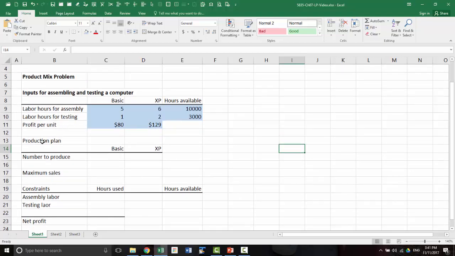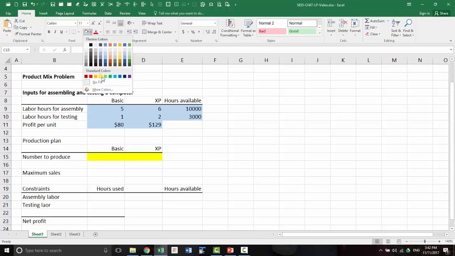Now the decision variables. Remember x sub 1 stands for basic and x sub 2 stands for number of units of XP that we're going to produce. So here we have to specify cells for those decision variables. So this cell will represent how many units of basic we will produce, and this cell will represent how many units of XP we're going to produce. So these two cells will now represent the decision variables. And once again, let's use a different color to represent decision variables. Okay, that's it. Those are the only two decision variables.